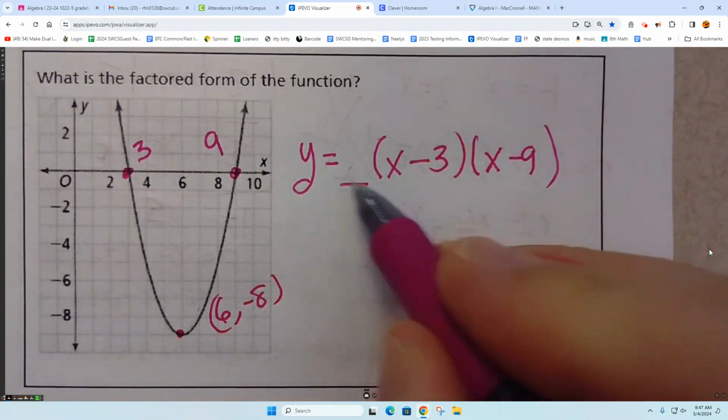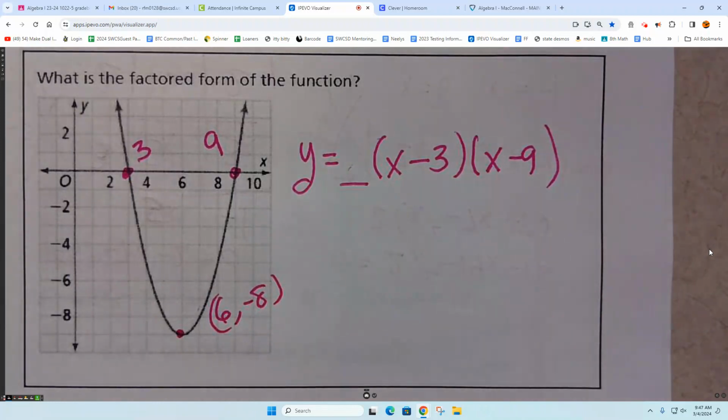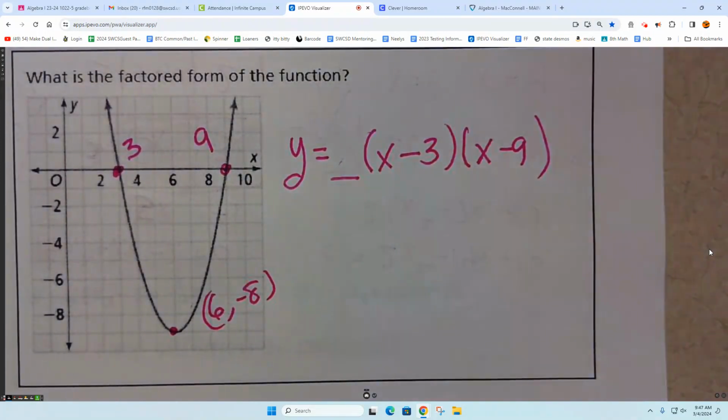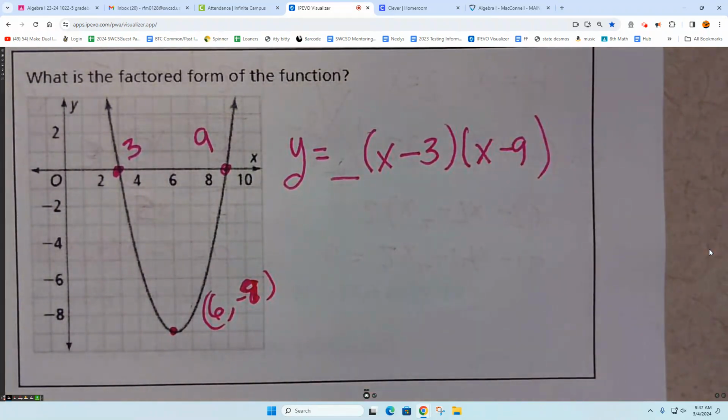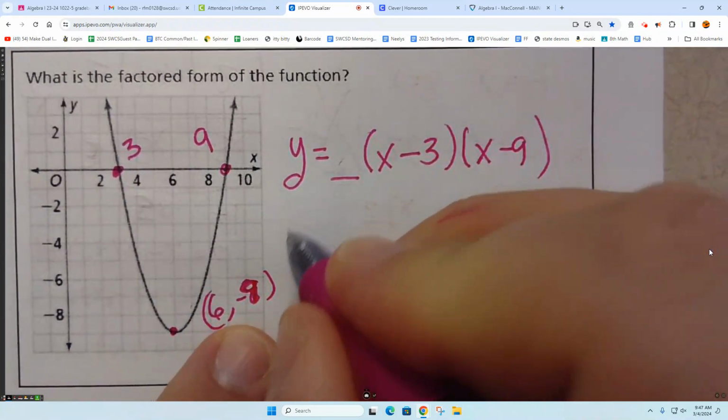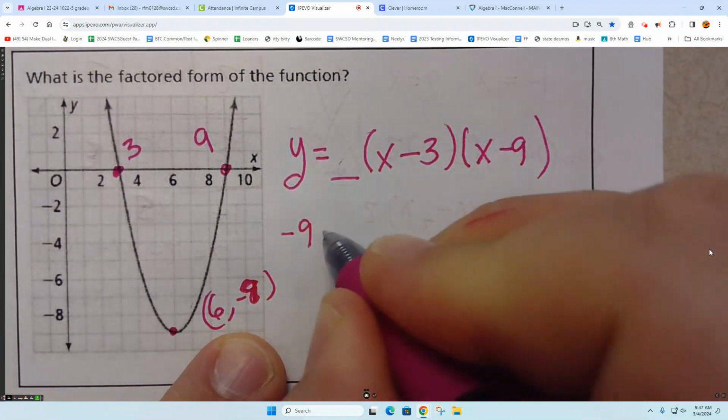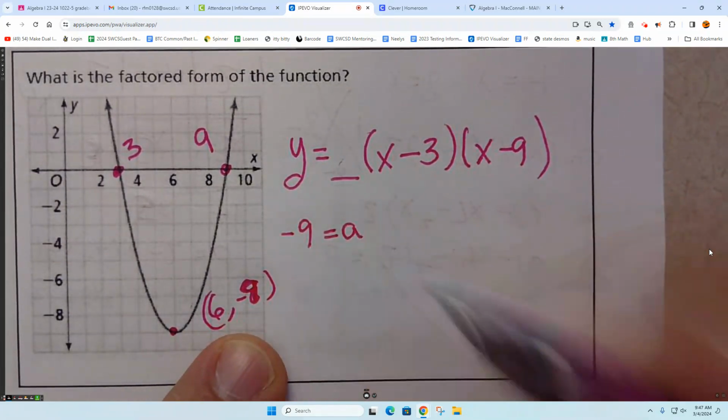Anytime I'm missing a number from my equation, and we've done this a bunch, clearly -9. All we need to do is plug in that one number. What do I mean? I'm going to go here and say -9 equals, I don't know what my A is.